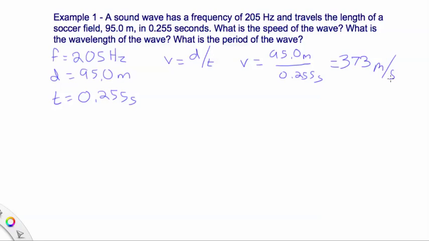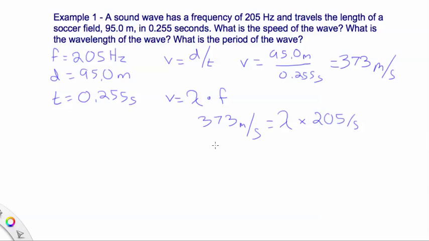To find the wavelength, we would have to use this equation because it's the only equation we know with wavelength in it. So our velocity equals wavelength times our frequency. And we've written the units as hertz, but it's important to remember that that just means per second. Otherwise you won't see why we get the right number here.